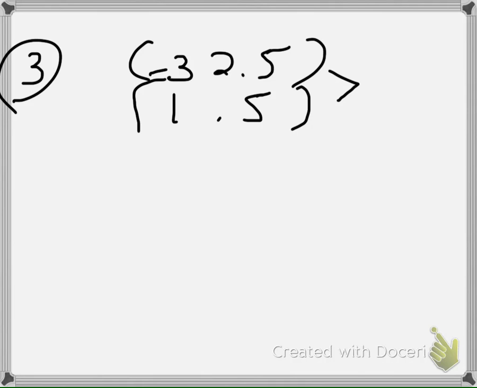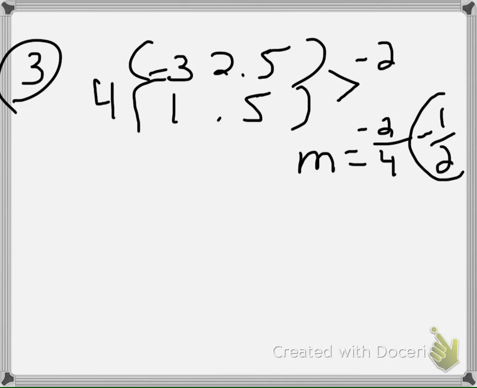Okay, from 2.5 down to 0.5 is negative 2. And from negative 3 up to 1 is 4. M is always equal to change in y divided by change in x. And in simplest form, negative 2 divided by 4 is negative 1/2. On your calculator, it would say negative 0.5.